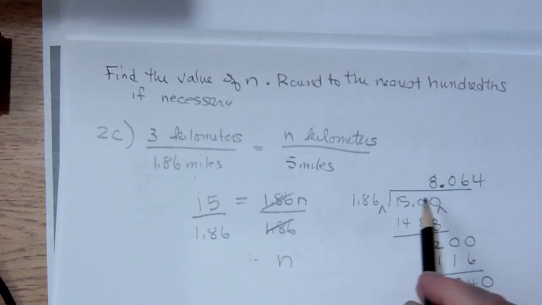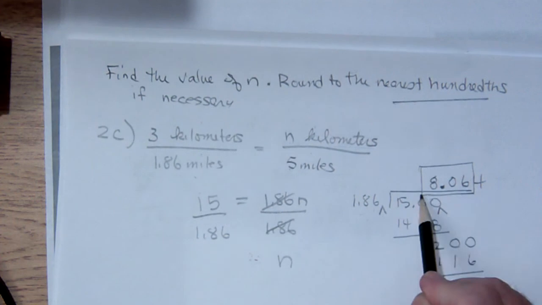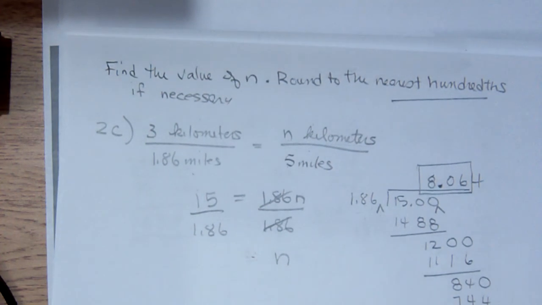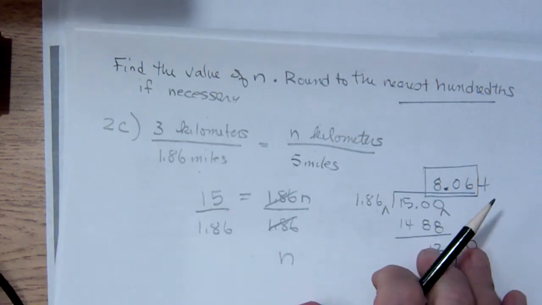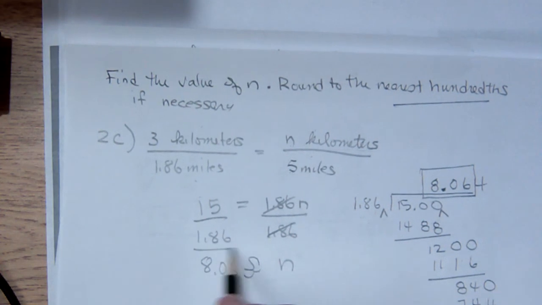And so we see we want it rounded to the nearest hundredths, so our answer is going to be rounded to 8.06 is the approximate answer. So n is approximately equal to 8.06.